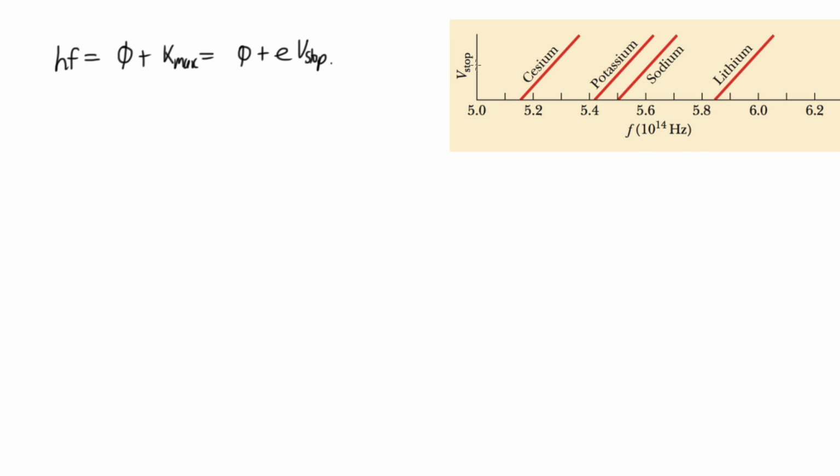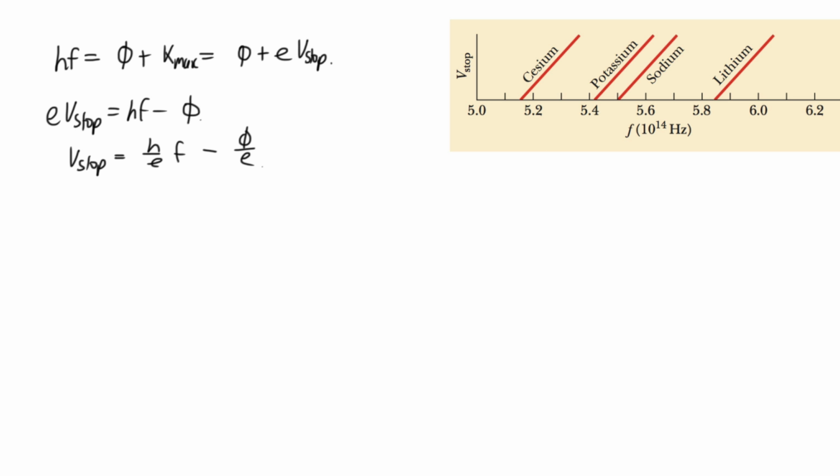Now, we've put the stopping voltage on the y-axis and the frequency on the x-axis. So we're going to want to eventually equate it to y equals mx plus b. So we want to make what's on the y-axis, V stop, the subject of this equation. So let's put eV stop is equal to hf minus phi. So V stop is equal to h over e times f minus phi over e. Okay, so now what's on the y-axis is the subject of this equation.